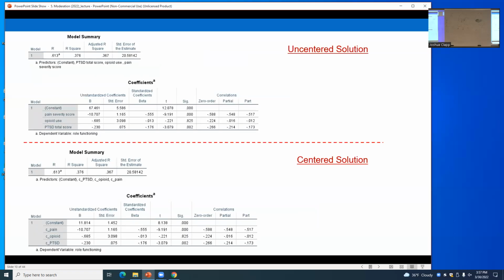So here, if we take a look at our slides, here's our uncentered solution. Here's our centered solution. I'll have those on your screen, or you can see it up on the board. What is the difference in our coefficients between our centered solution and our uncentered solution in our model with just first order effects?